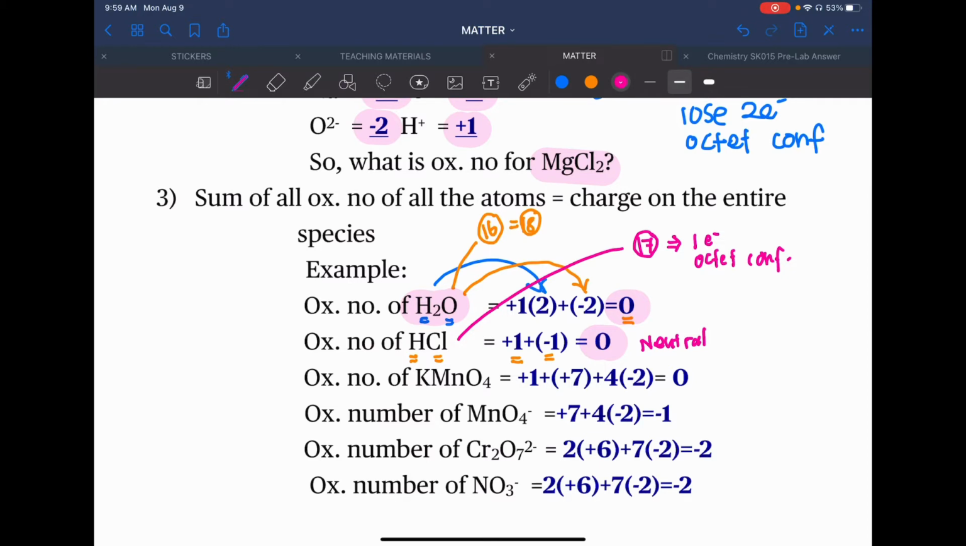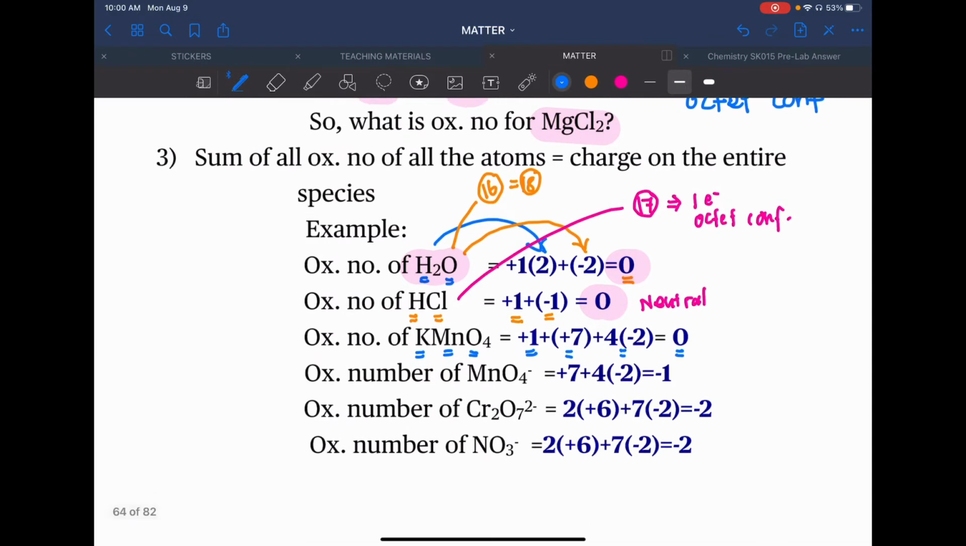The same goes for KMnO4. The charge for potassium, since potassium is in group 1, is positive 1. The oxidation number is positive 1. Manganese, the oxidation number is positive 7. Means that for a transition element, it needs to lose 7 electrons to achieve octet. Now we have 4 oxygen. We know oxygen, Madam dah cakap tadi, oxidation number is negative 2, and you have to times by 4. When you add together, the oxidation number is 0. Means that KMnO4 is neutral.